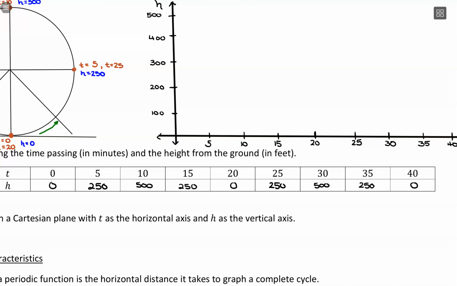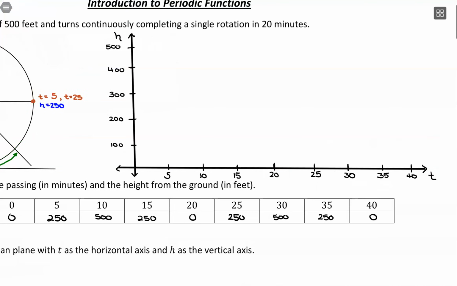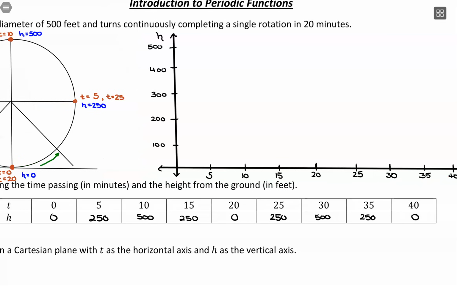So let's take those coordinates and plot them on this graph here. So I've set up these axes. So we're going to be mapping height on our y-axis. You can see I just really wanted to see between 0 and 500. And then for time, 0 to 40. Let's just plot these points. 0, 0 is down here. 5, 250. 10, 500.